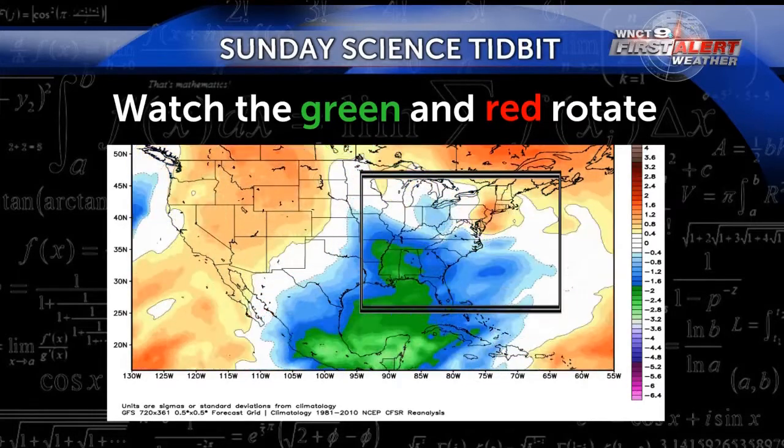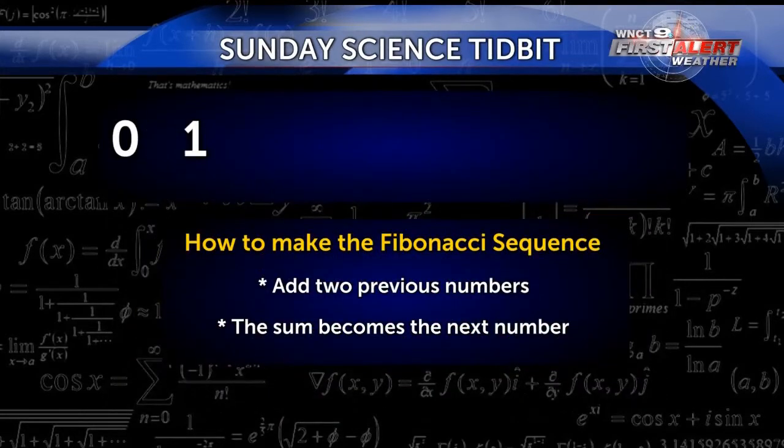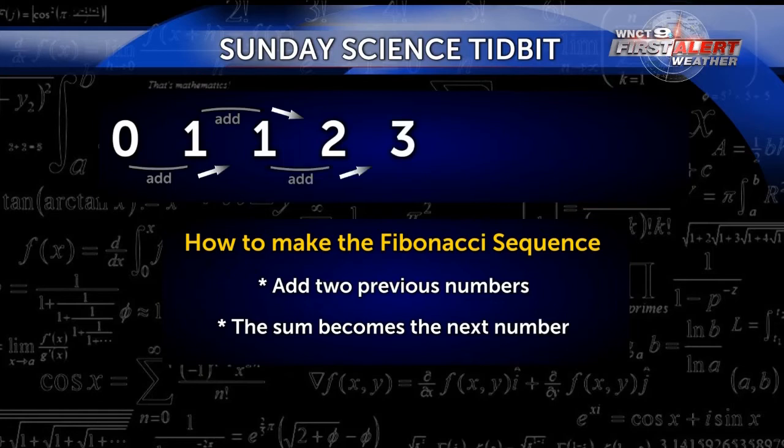Now another cool phenomenon is the Fibonacci spiral, but first we have to talk about the Fibonacci sequence. It's a pattern of numbers where you add the previous two numbers to get the next number. So for example, we start with 0 and 1. 0 plus 1 is 1. 1 plus 1 is 2. 1 plus 2 is 3, and so on and so forth, and that's how you make the Fibonacci sequence.